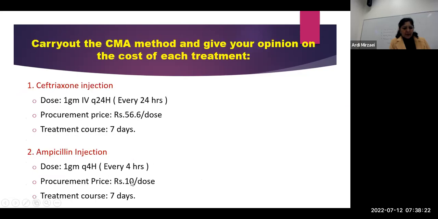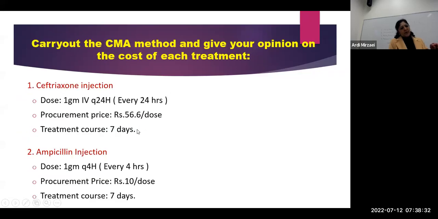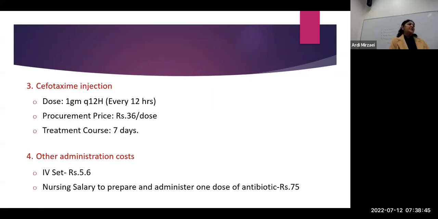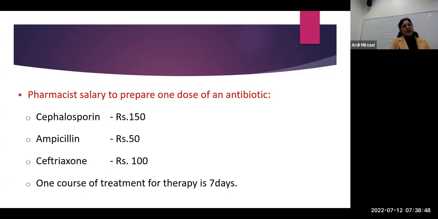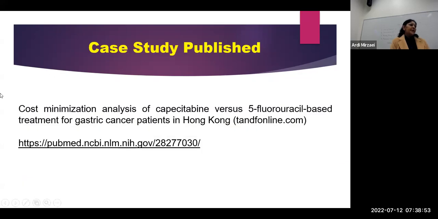But if you just look at its price, this is costing you 56.6. This is costing 10 rupees. This is costing 36 rupees. If you look at only the individual price of the medicine, 1 dose, ceftriaxone looks expensive compared to the other 2. But actually, if you calculate everything, ceftriaxone is the cheaper option. So that is why we need to calculate all the things and then decide the most economical option. So this is how we calculate using cost minimization.